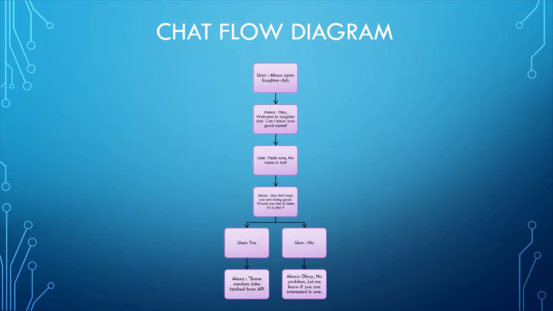So the user will start by saying, "Alexa, open laughter club," where Alexa is the wake word and laughter club is the invocation name, or the skill name. In response, Alexa will reply, "Hey, welcome to laughter club. Can I know your good name?"